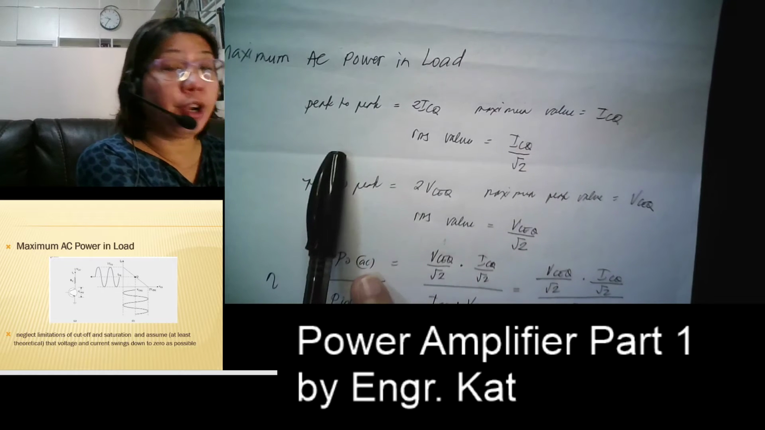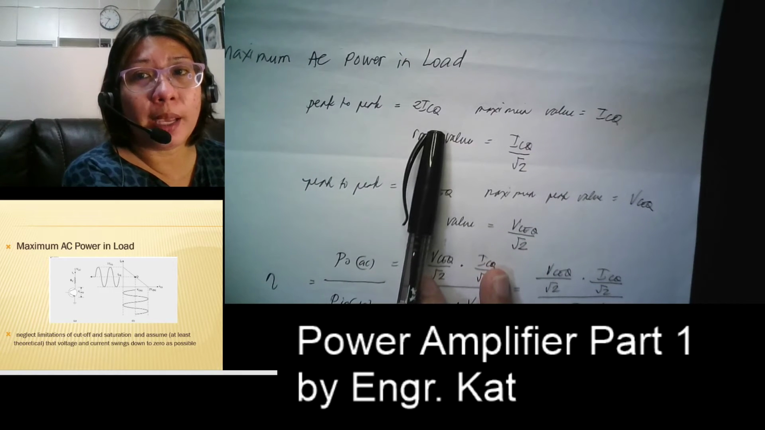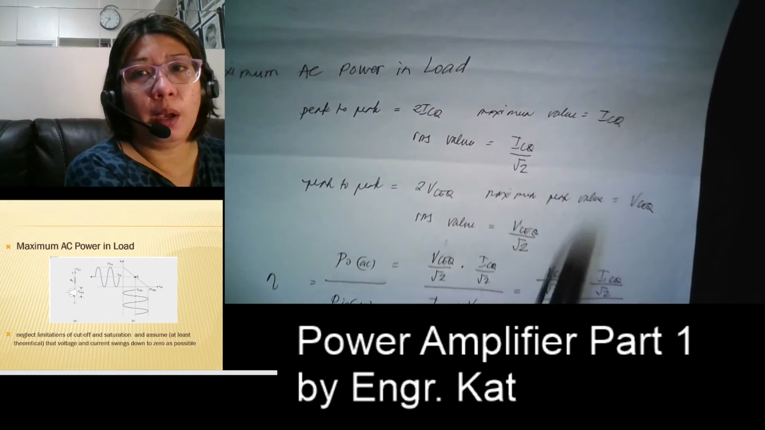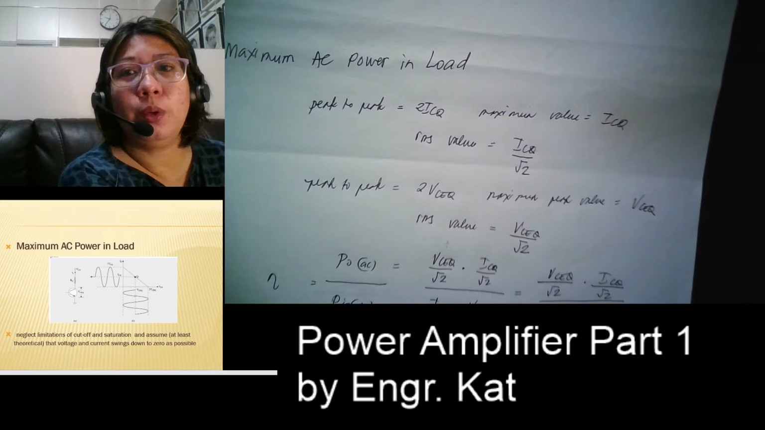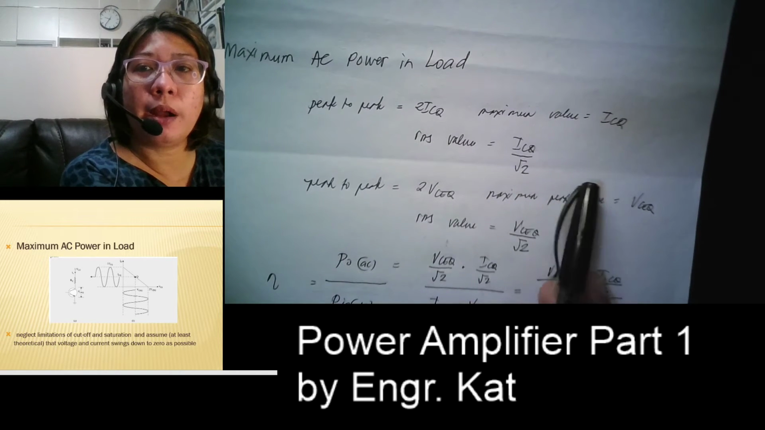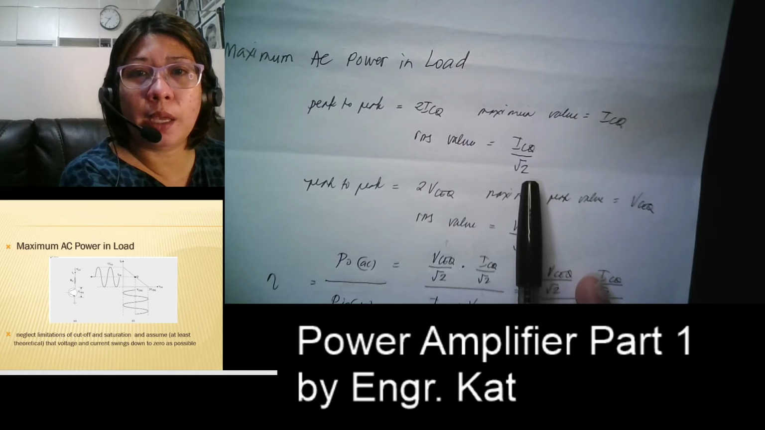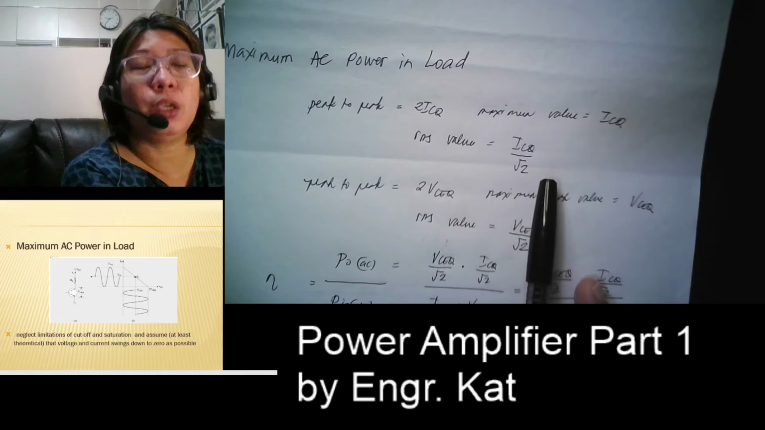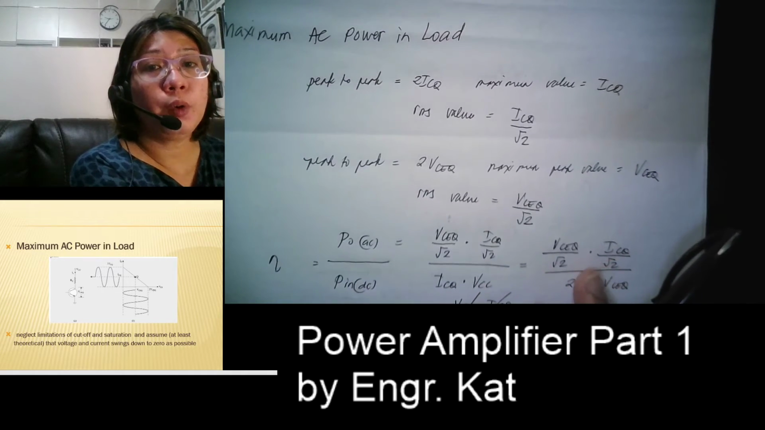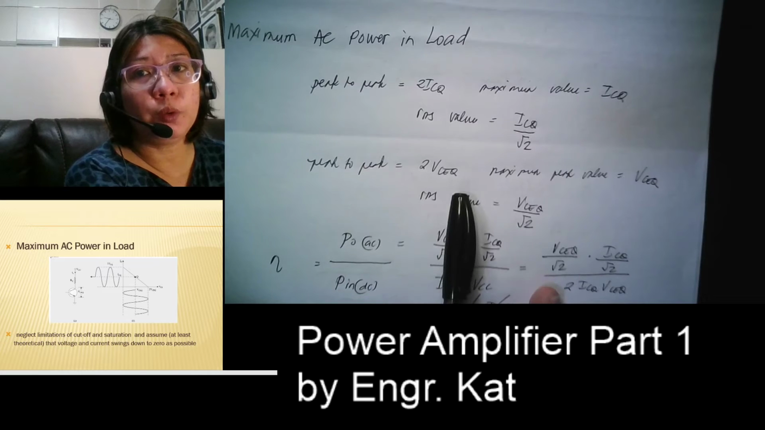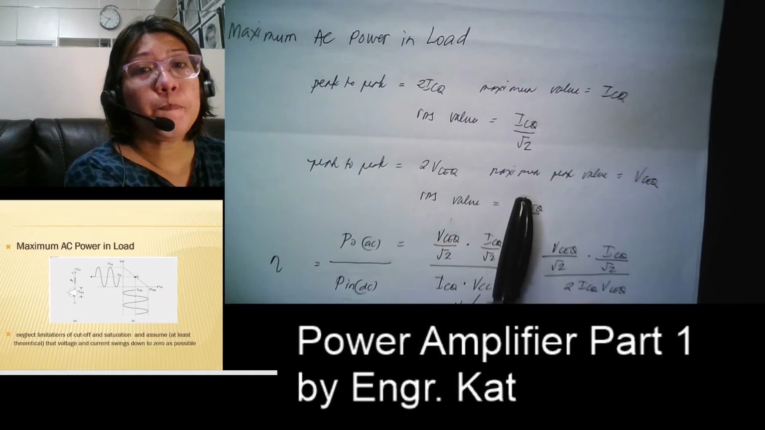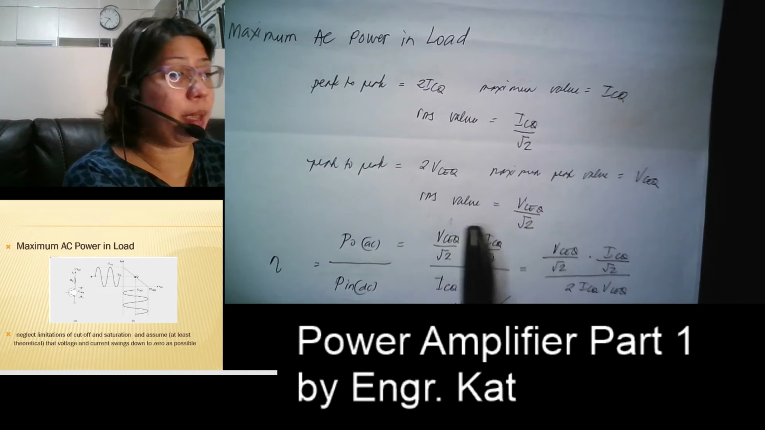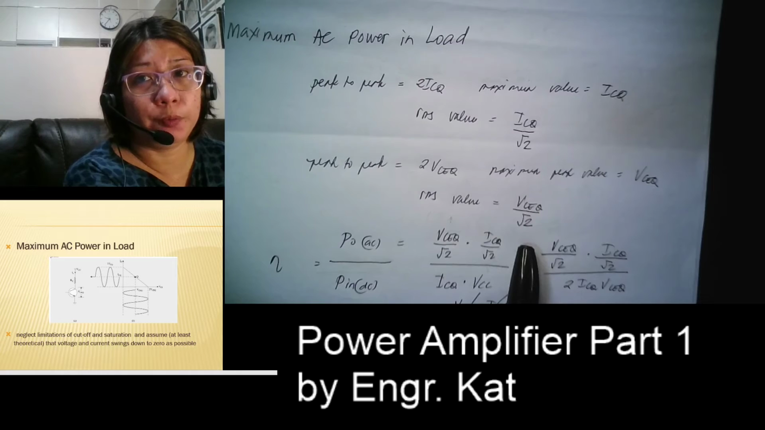So looking at your current, our peak to peak is 2 ICQ, and our maximum or peak value is ICQ. To get the AC power, we need to get the RMS value. How do you get the RMS value? That is the peak value divided by square root of 2. So the RMS value for your current is ICQ divided by square root of 2. For the voltage, our peak to peak is 2 VCEQ from the figure, so the maximum peak is your VCEQ. And of course, the RMS is the maximum divided by square root of 2.